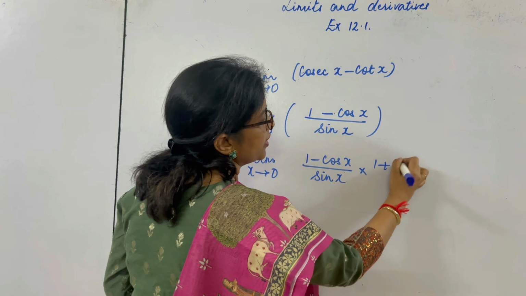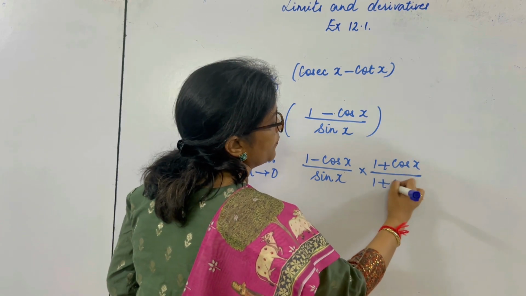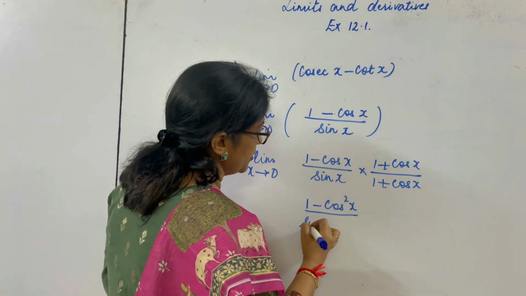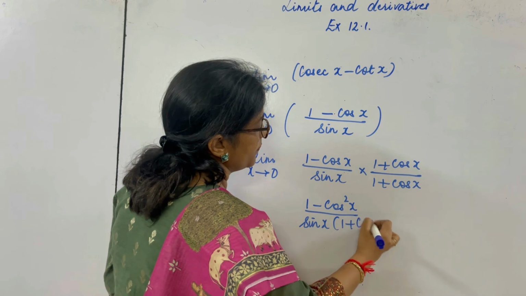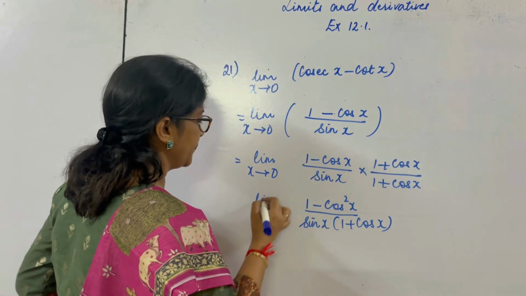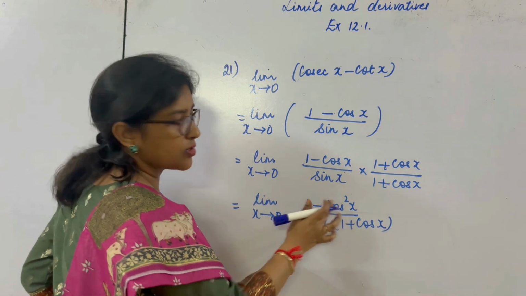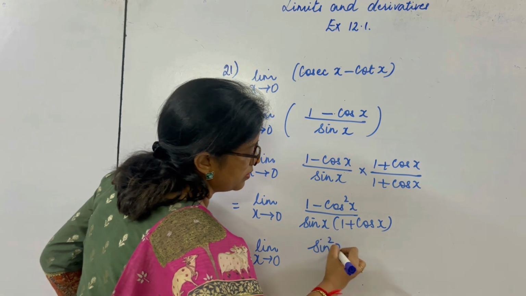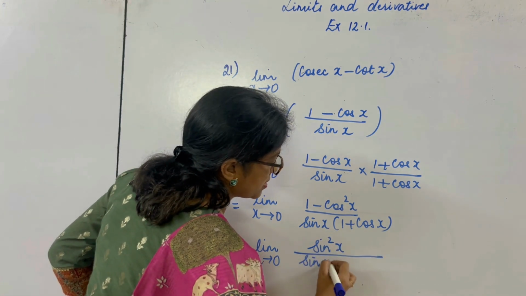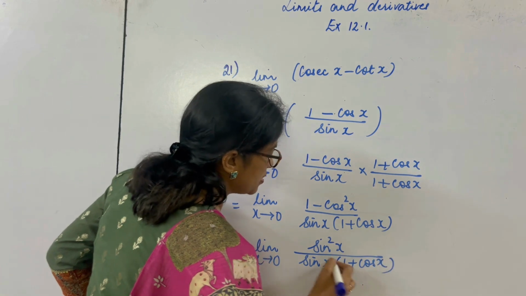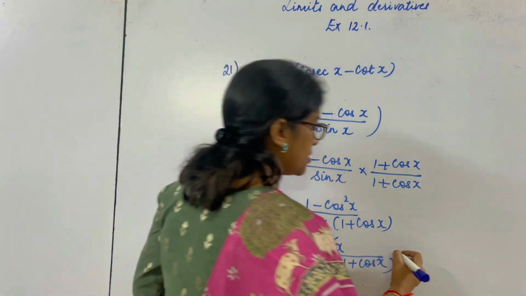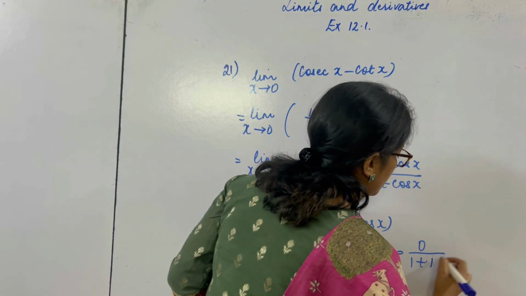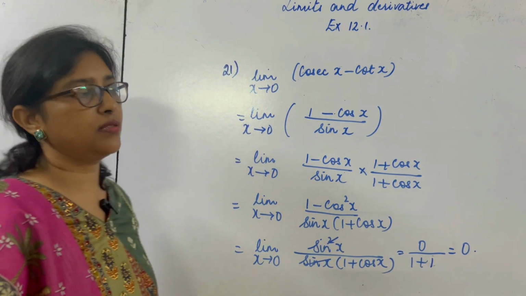So I am going to multiply and divide with 1 plus cos x. So the numerator becomes 1 square minus cos square x, and denominator is sin x into 1 plus cos x. Also, we know 1 minus cos square x is sin square x. One of the sin x will get cancelled, and I think we can then substitute the limiting value. Let's put x as 0. Cos 0 is 1. So yes, 0 upon anything is 0.